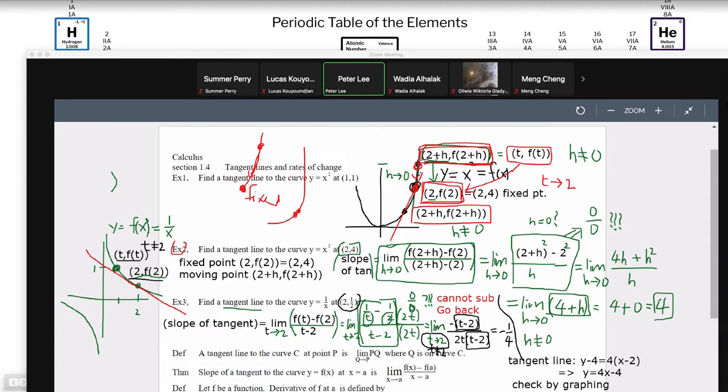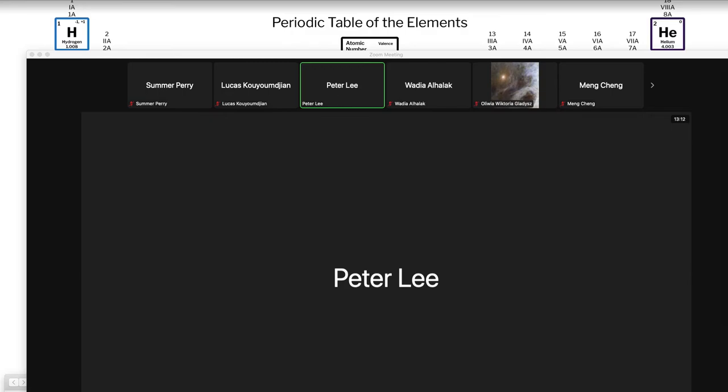Now, if you look at 2 plus h comma f of 2 plus h, and this is 2 comma f of 2, we want to let this point right here approach 2 comma f of 2. Just look at the x coordinate of both points. This point, the x coordinate is 2 plus h. And what is the x coordinate of the fixed point? It is 2. So how do we let this moving point approach the fixed point? h must approach 0. Because 2 plus h right here, oops, what did I do?